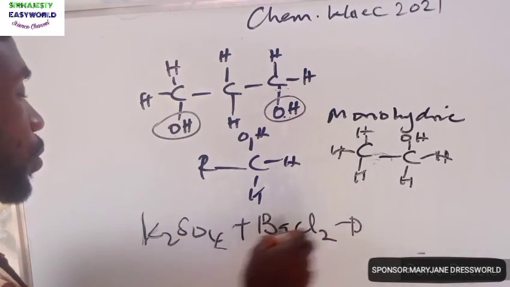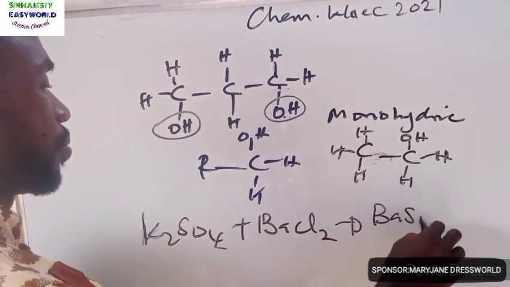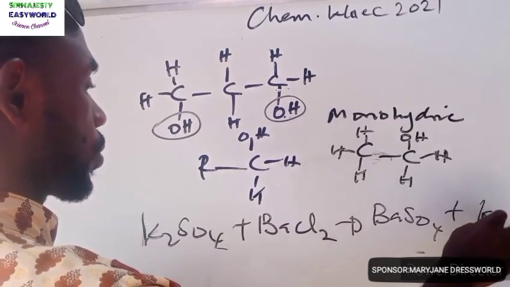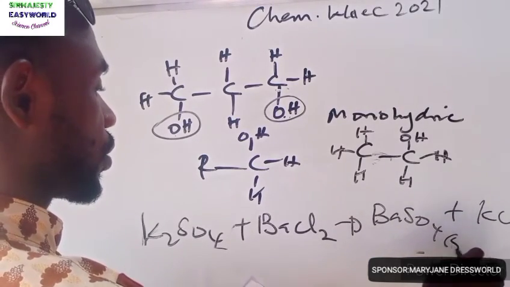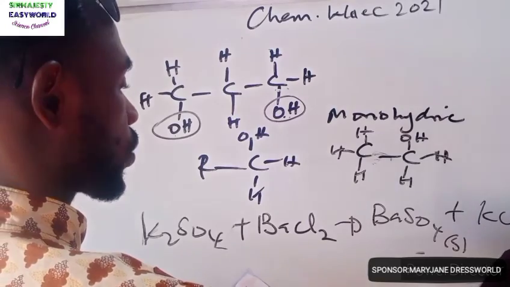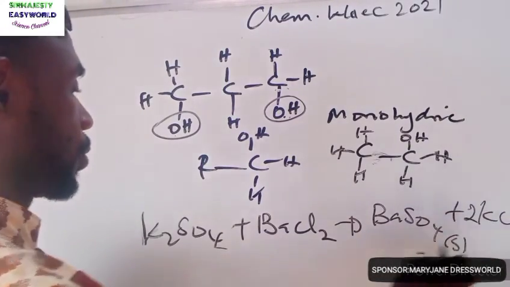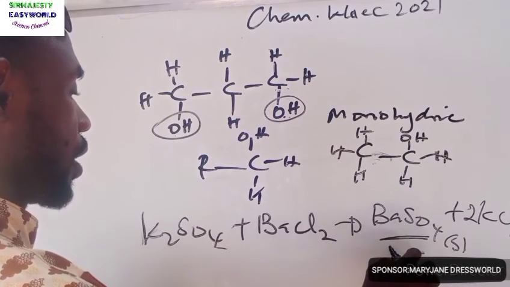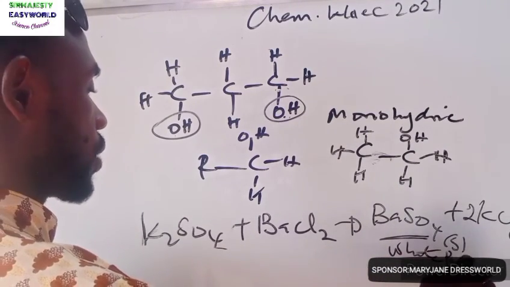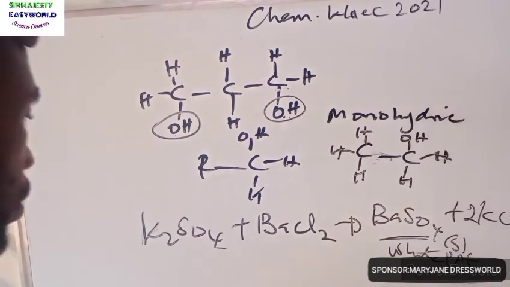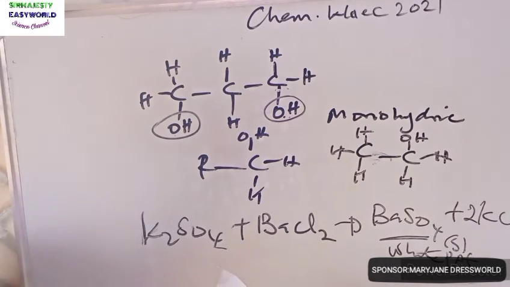It will form an insoluble sulfate of barium, tetraoxosulfate 6, plus potassium chloride, of course. So this is solid, which is giving us a white precipitate, and this is aqueous. This is a typical example of double decomposition. So there will be a precipitate here, and it is a white PPT. So that's how to test for sulfates, the tetraoxosulfate 6 ion, in the laboratory.